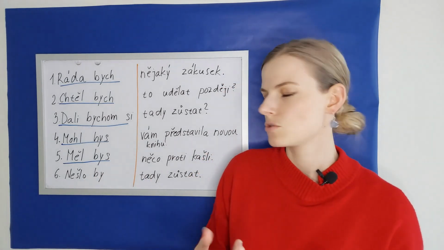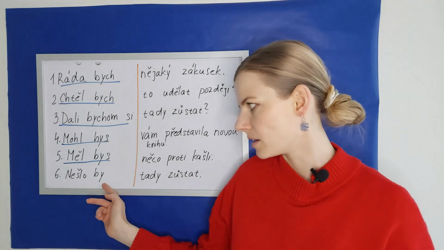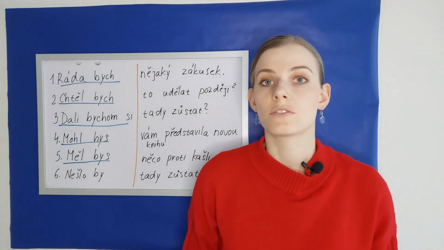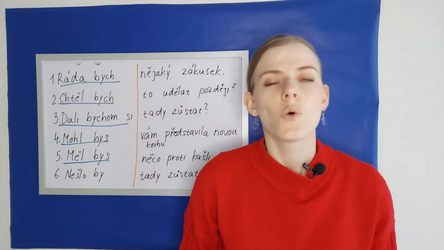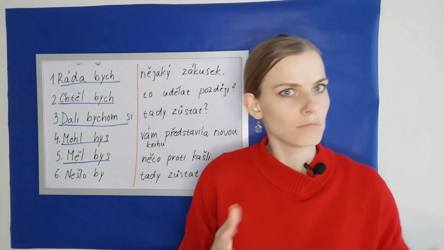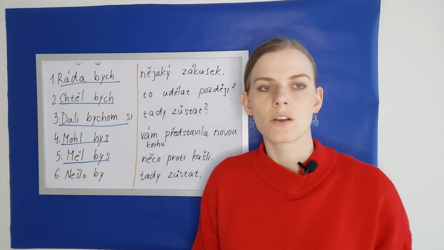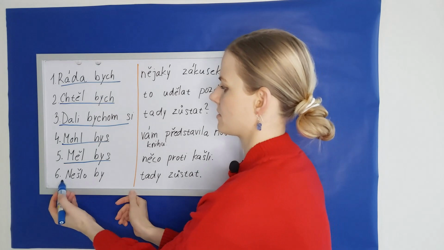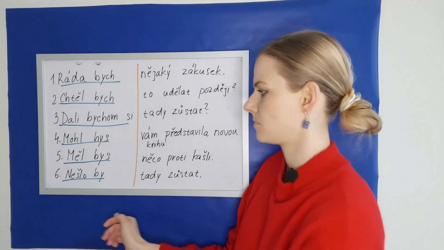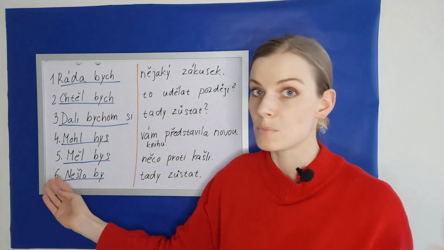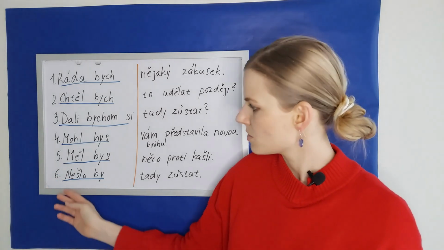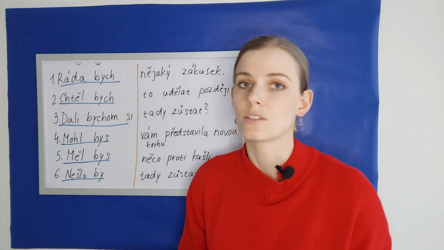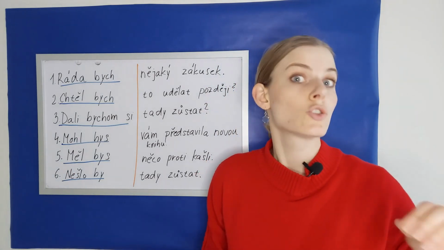Měl bys, you should. Nešlo by, from the verb jít, is also used for a suggestion when you're asking, would it be possible to do such and such? When you want to come to an agreement, you can use this at the beginning of a question. Nešlo by, wouldn't it be possible, using the negation, or you can also use it without ne and just ask a little bit more directly, šlo by.